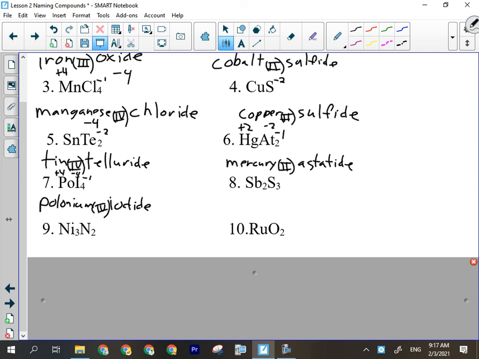For number 8, we've got antimony, which is Sb, with sulfur. Sulfur has a charge of -2. There are 3 sulfurs here, so I have a total of 6 negative charges. I've got to get 6 positive charges out of the 2 antimonies. So what's the charge on each one of them?